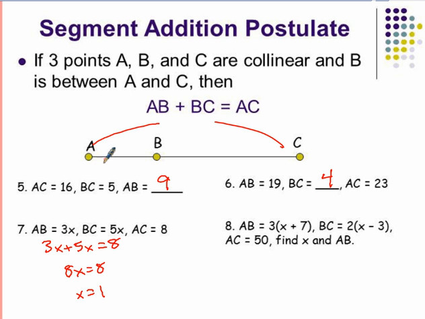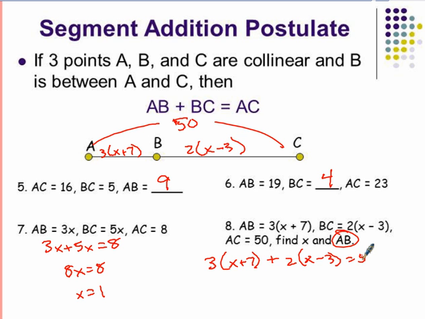Okay. And then lastly, we have an expression for each. So AB is 3 times x plus 7. BC is 2 times x minus 3. And AC is 50. All right, so here we're finding x and then we're finding AB. Okay, so let's say we have 3 times x plus 7 plus 2 times x minus 3 equals 50.